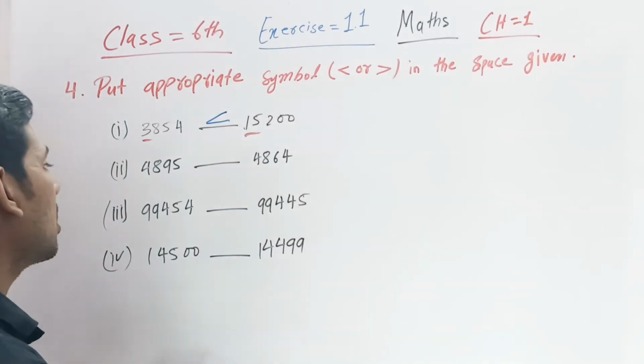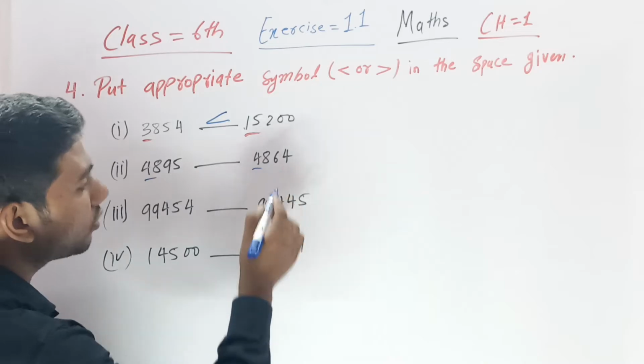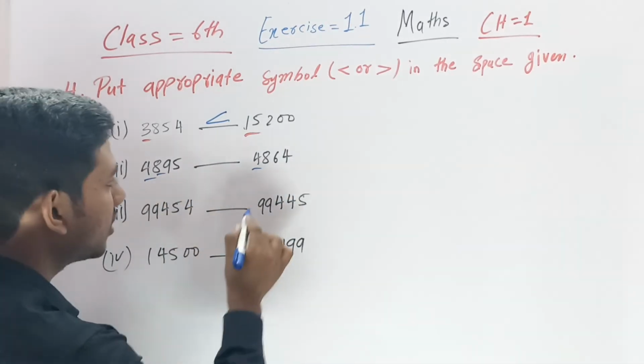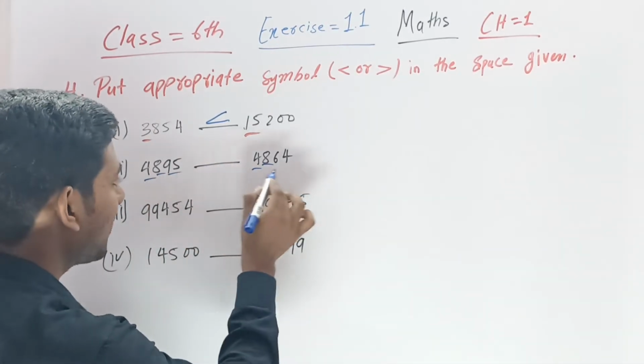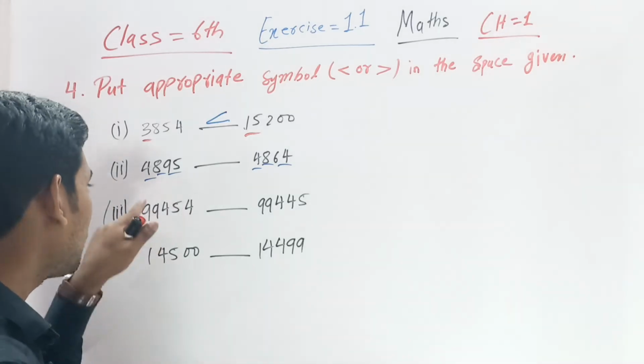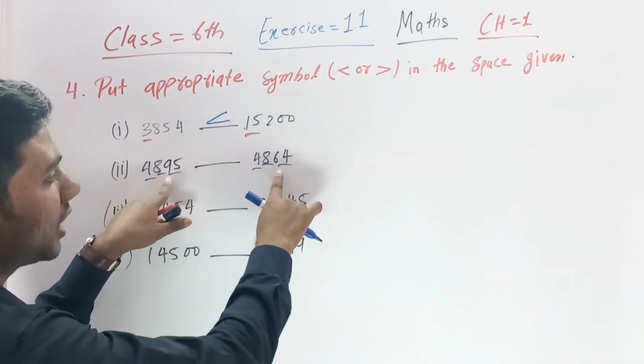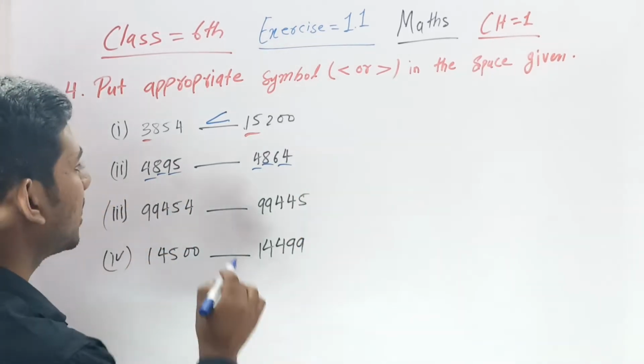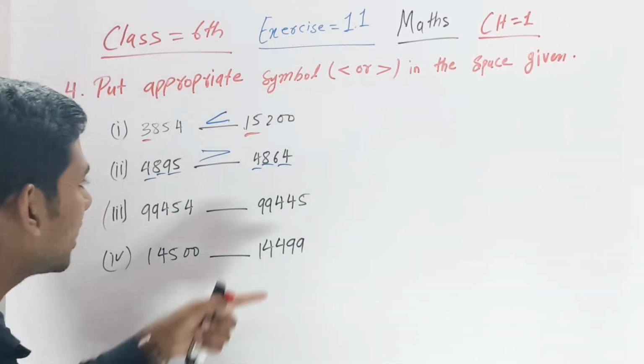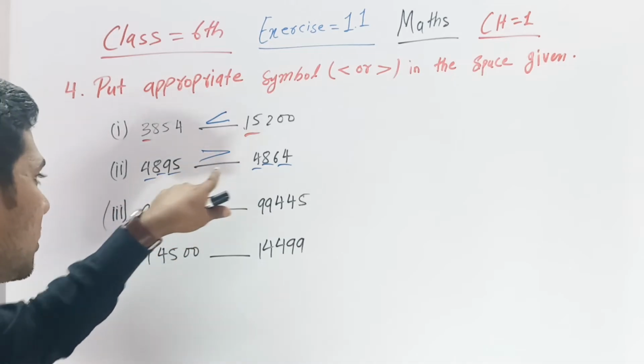All right. Now if you see, this is 4,000 and it's also 4,000. It's 800 and it's also 800. But this is 95 and this is 64. Which is greater? 95. The symbol will be here. Which is greater in both? This is greater, so the symbol will be turned like that.